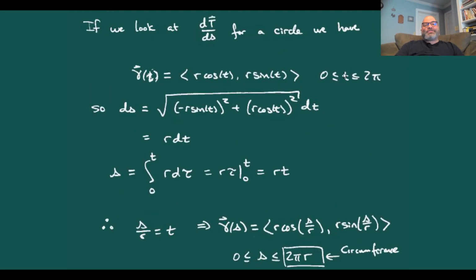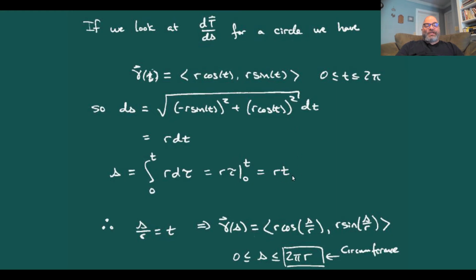So if we take the special case of a circle, and then we start looking at dT/ds, well, if we just look at our circle, gamma of t being r cosine of t, r sine of t, we've got a circle with a radius of r. We compute our ds, our arc length form, and it ends up just being r dt. When we plug this into our arc length function, the integral from 0 up to t of r d tau, that's just going to give us s being r times t.